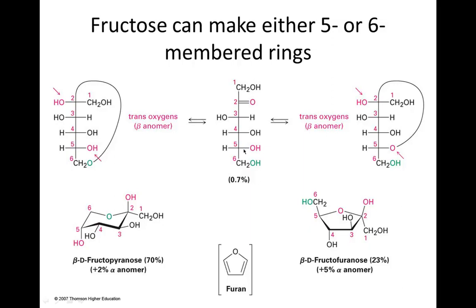And in this case, if it uses the penultimate carbon, then it's going to make the 5-membered ring, and so they've drawn that one here. And that one looks a little different than the 6-membered ring, and so it had to use the other oxygen at the end of the chain to make the 6-membered ring.